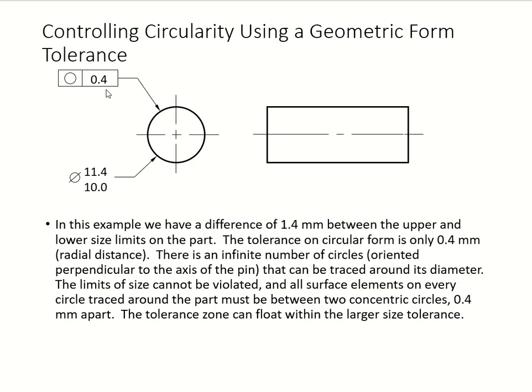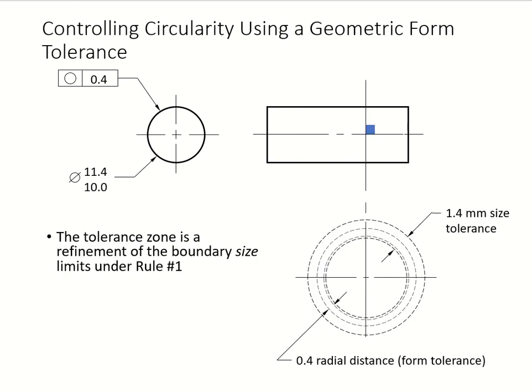Now we have a feature control frame right there showing you 0.4, with size limits of 11.4 to 10.0. So you have the two concentric circles over 0.4. The tolerance zone can float within the larger size tolerance. So here is your tolerance zone. This is your size tolerance.